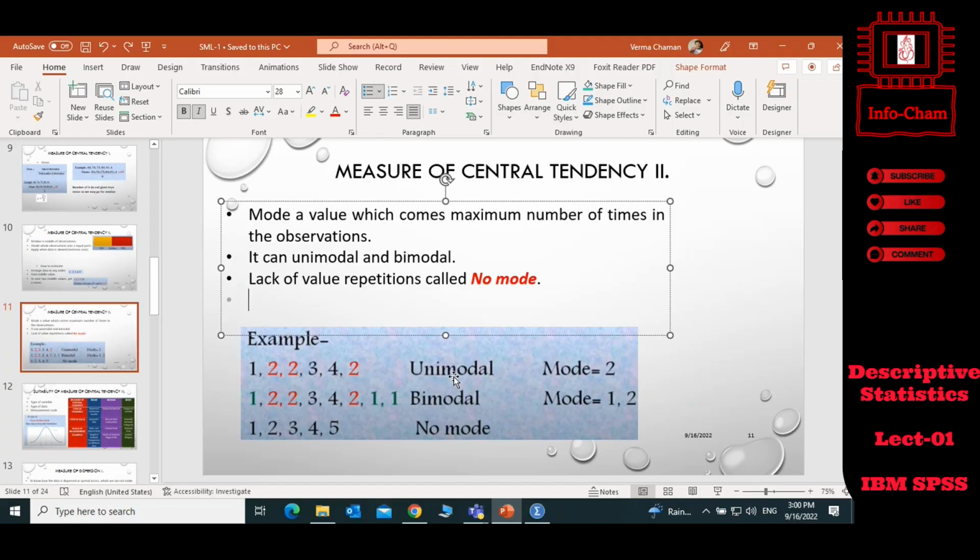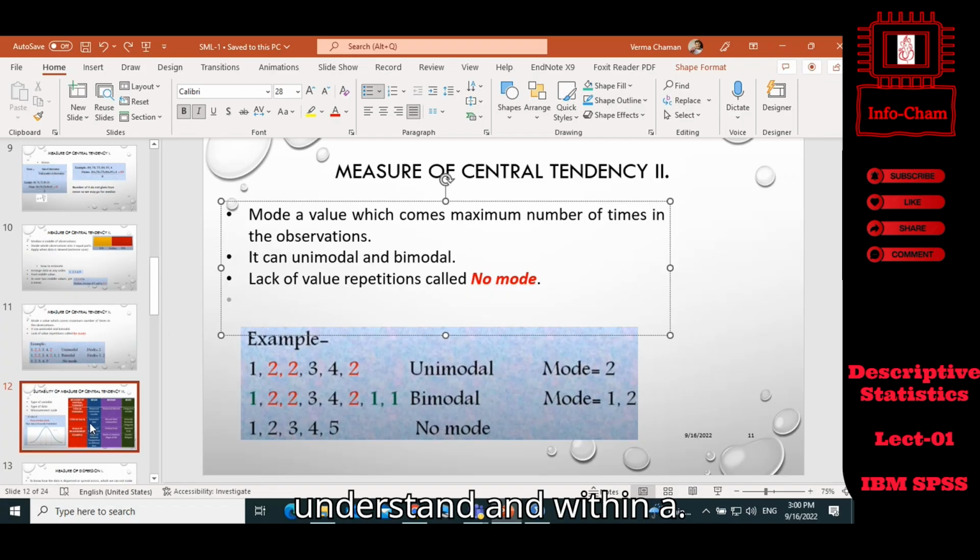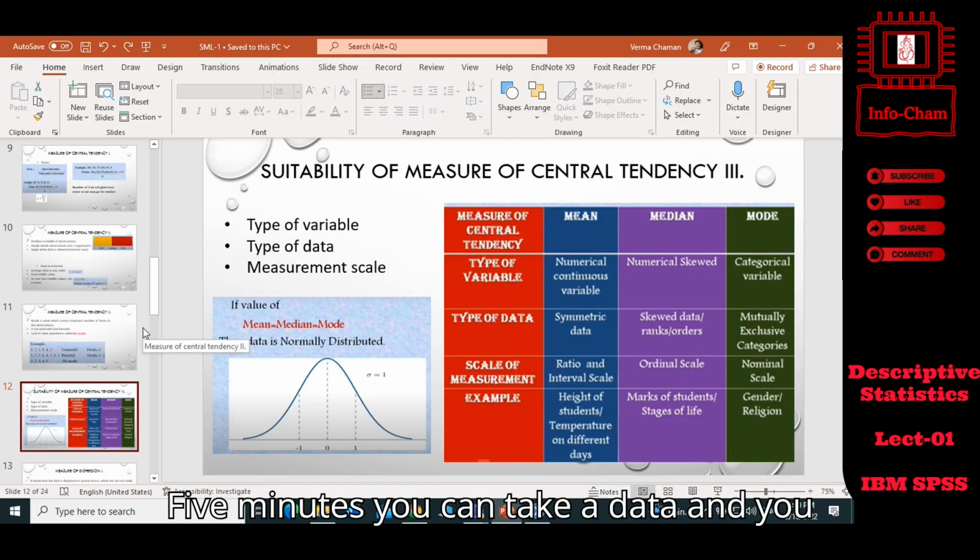2, unimodal. And here you will see bimodal, where two values repeat, so the modes are 1 and 2. In this last case, you will see there is no repetition, which means the mode is absent. In that case, you can apply the mean function or other functions. So it is very simple. It is a basic one you should understand, and within 5 minutes you can take a dataset and see all the values easily in SPSS.